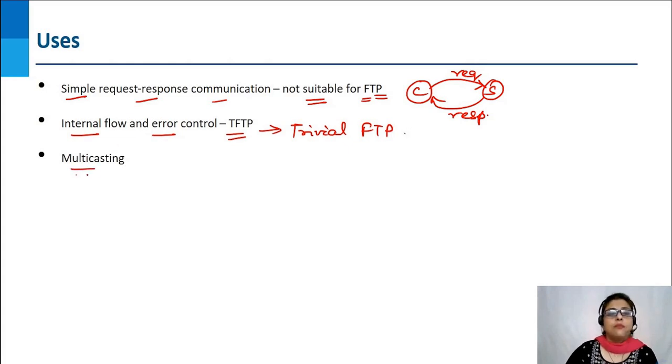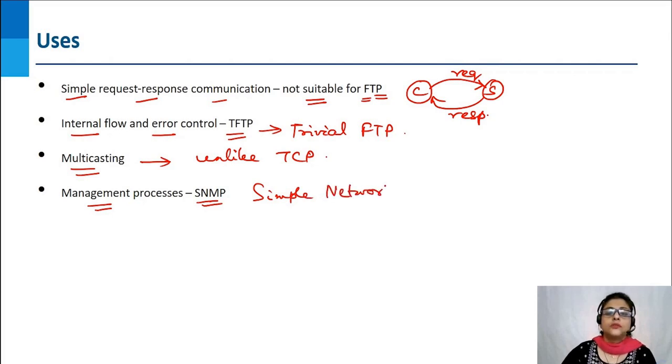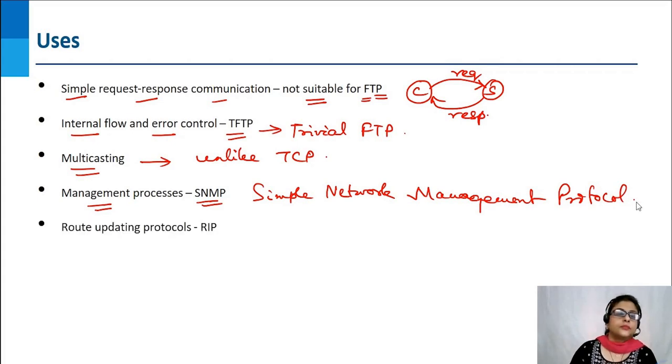The next use is in multicasting. UDP is used for multicasting, unlike TCP. It can be used for various management related process by using the SNMP or Simple Network Management Protocol. It can also be used for updating the routing information using several routing information protocols or RIP.